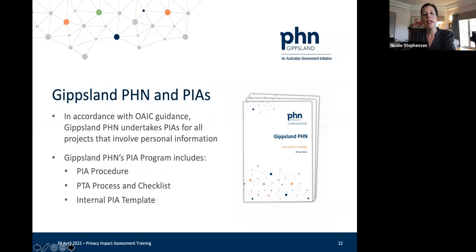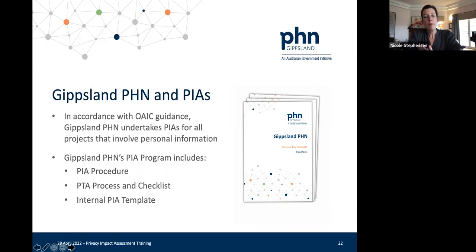Okay, so in accordance with Office of the Australian Information Commissioner guidance, Gippsland PHN undertakes privacy impact assessments for all projects that involve personal information. So that's the policy stance of the PHN. And it's important to know this because sometimes it's not always easy to know which projects do involve personal information. So we're going to take you through that.